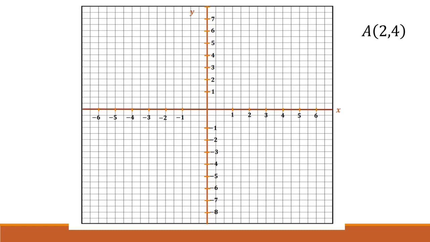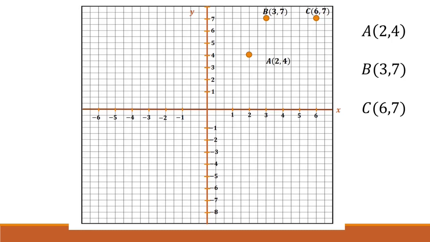Remember, we were given certain points to plot. The first point was point A, which is (2, 4), point B, which is (3, 7), then point C, which is (6, 7). So I'll plot the first point A, which is 2 on the x-axis, 4 on the y-axis. Point B, which is 3 on the x-axis, 7 on the y-axis. Then point C, which is 6 on the x-axis, 7 on the y-axis.